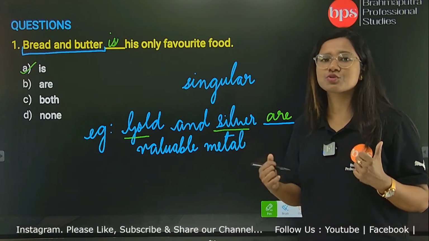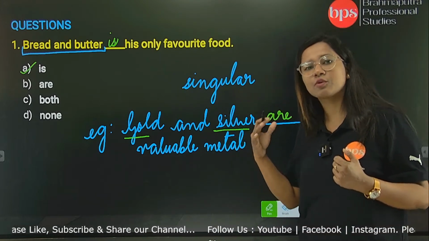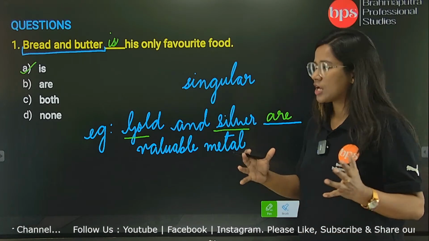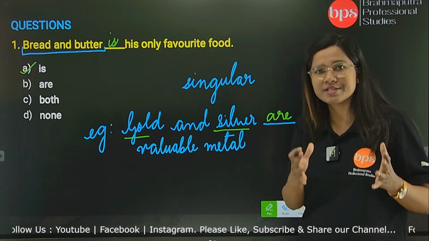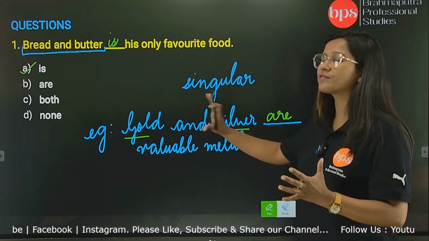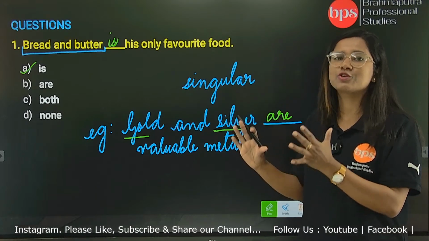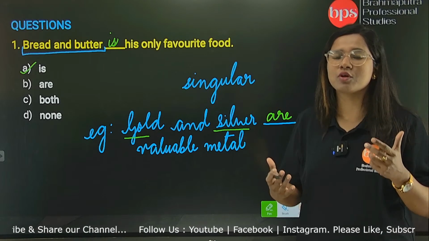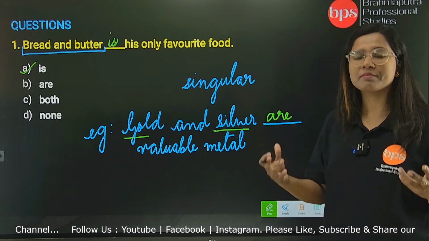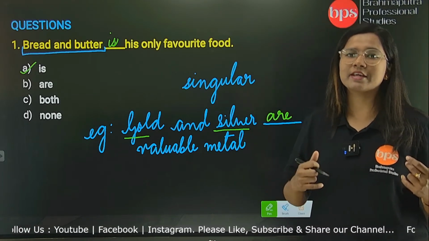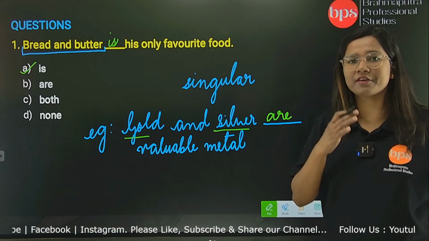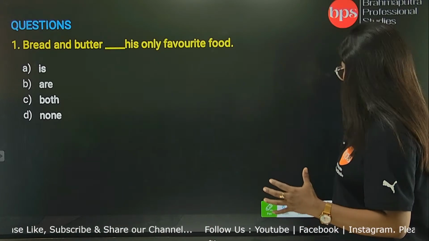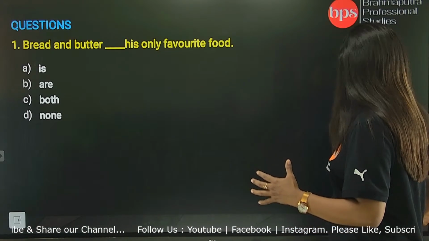So here we get to know that bread and butter is a singular idea and gold and silver is something where it is not joined. So try to understand the concept, the idea of the sentence, what the sentence is actually trying to make us understand. On the basis of that, it will help you to frame the sentence and to fill the blank in the correct verb form or the correct helping verb form. Hope this is clear. Next, moving on.